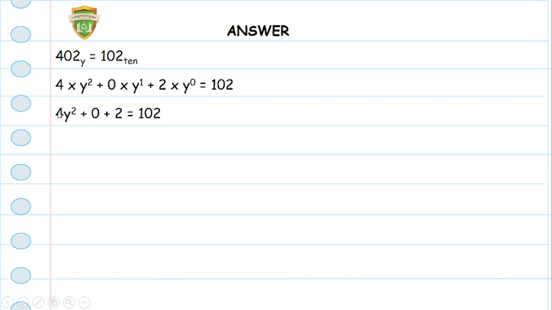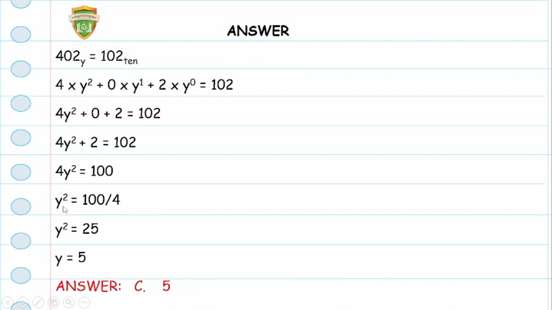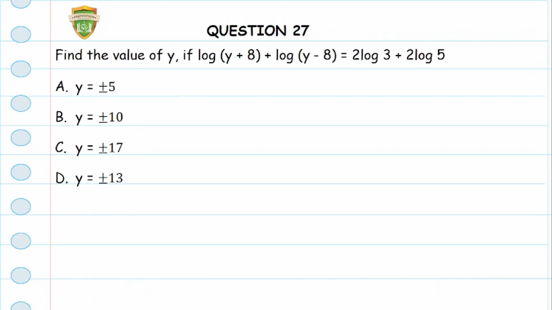Now y squared times 4 will be 4y squared. 0 times anything is 0. And we know that anything to power 0 is 1. 1 times 2 will be 2. And all of this will be equal to 102. So I take 2 this way, and that becomes 100, right? Because 102 minus 2 becomes 100. And that means that 4y squared is equal to 100. I divide both sides by 4, and that becomes y squared will be 100 over 4, which is 25. So to find y alone, I simply find the square root of 25, which is 5. And that is option C.